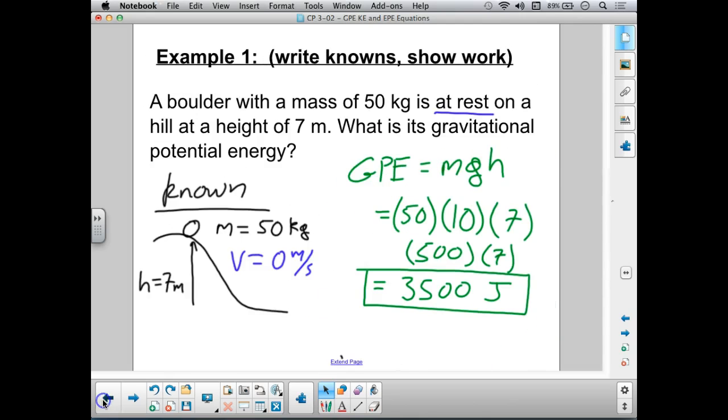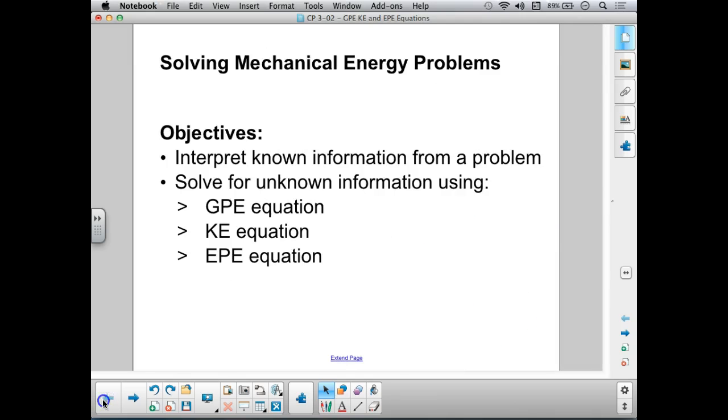So let's go back to our objectives for this lesson. You should be able to interpret known information from a problem. So that was where I listed my knowns on a clear and neat diagram on the side. And you should be able to solve for unknown information using the GPE equation, the KE equation, and the EPE equation. And it's okay if this seems very fast right now. We're going to do a lot more practice in class and a few activities to see how these forms of energy relate to each other.